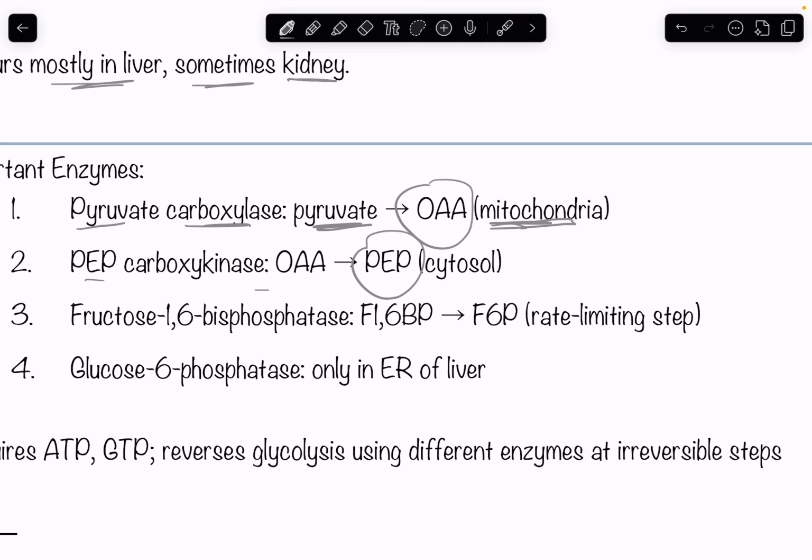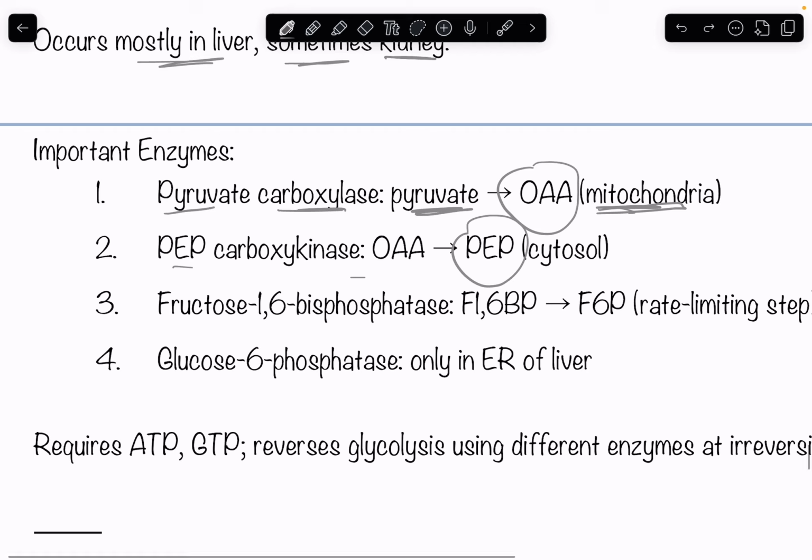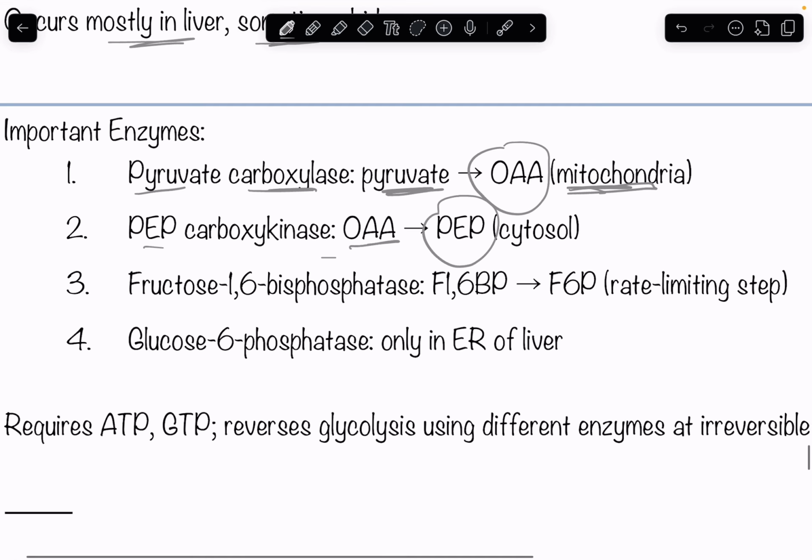PEP cannot travel through the mitochondrial membrane. So to get your pyruvate through the mitochondria, you would need to first turn it into oxaloacetate. Oxaloacetate can then travel through the mitochondria, where then you have PEPCK, which now can turn the oxaloacetate back into PEP.